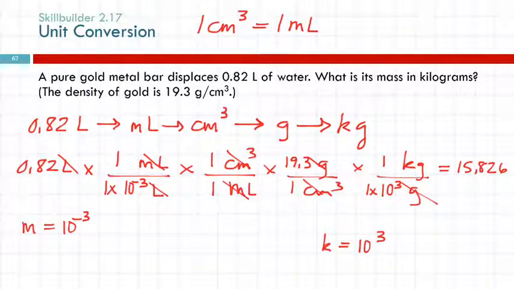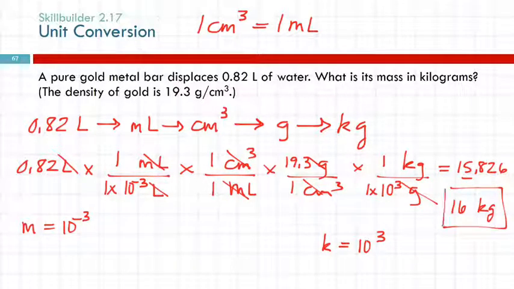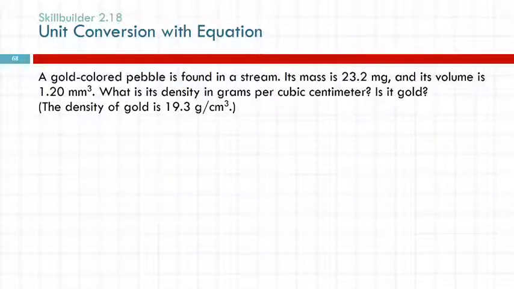Did you get 15.826? Okay. How many sig figs? 2. The density has 3. These guys are all exact, but our starting number only has 2. So we'd round that to 16, and the unit is kilograms. Any questions? I'm going to skip that one.